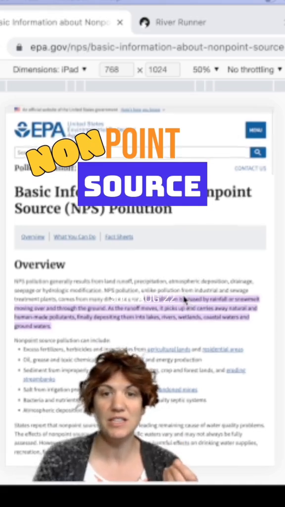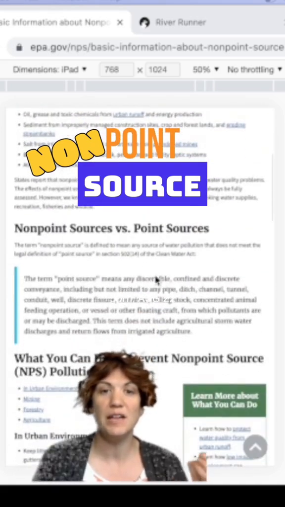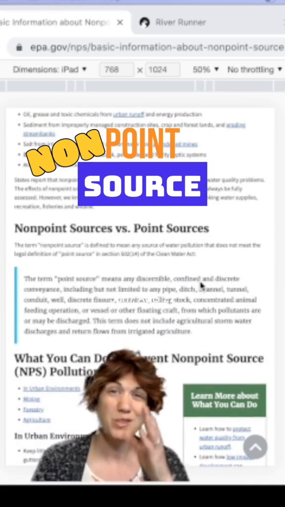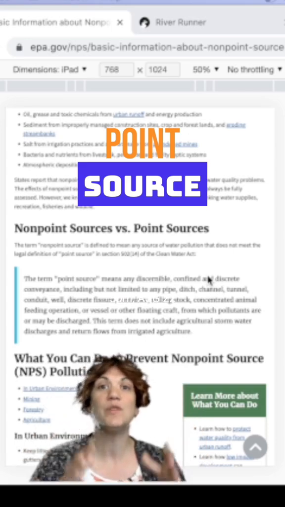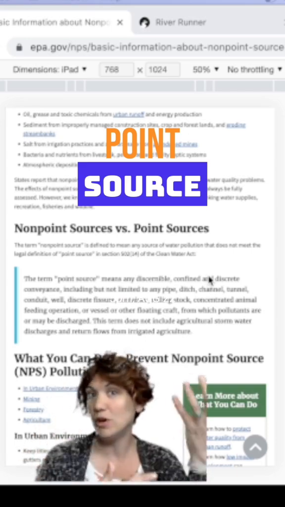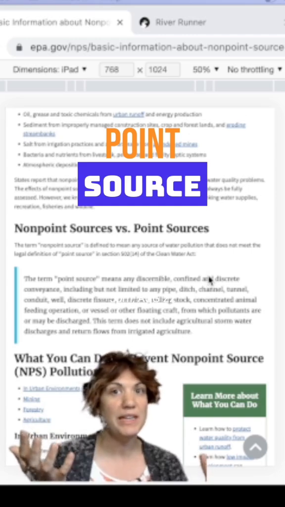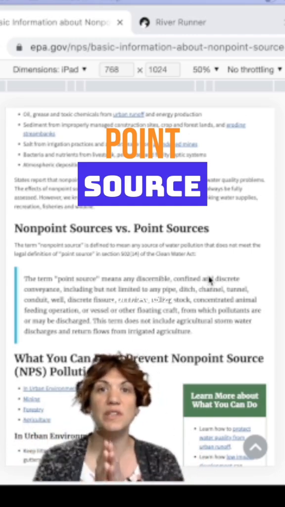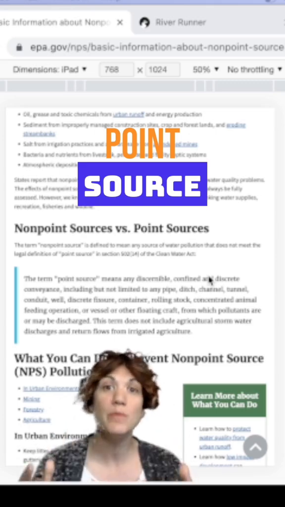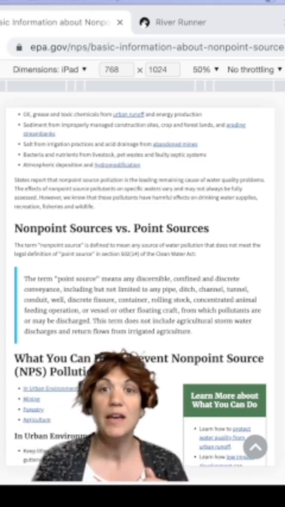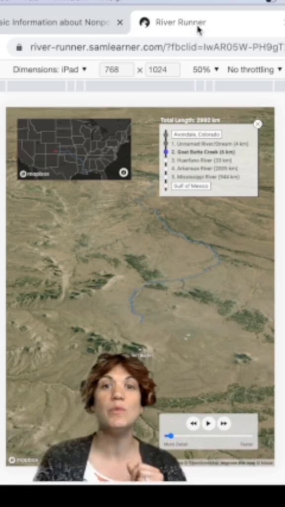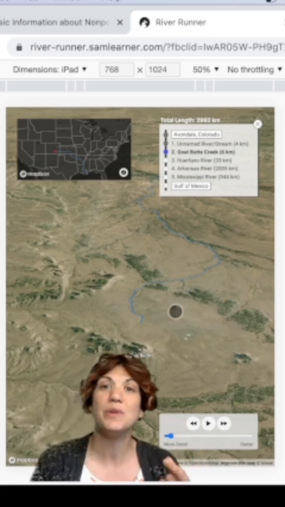The U.S. Environmental Protection Agency, the EPA, has a website here where they define non-point source versus point source. Point source is different. This is the kind of pollutant that comes from a particular source, like a water treatment plant or maybe a power plant. These sources are monitored. They'll have a permit that is monitored and regulated by somebody like the EPA. But non-point source pollution can be more damaging because it can be harder to identify.